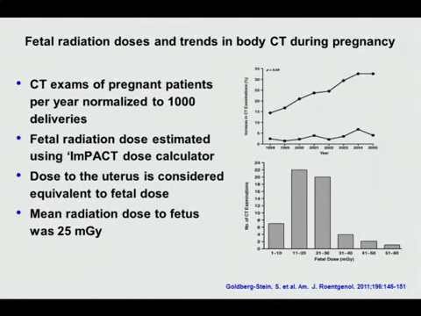In this publication, the authors used the fetal radiation dose estimated with the ImPACT dose calculator, and they used the dose to the uterus, which is considered equivalent to the fetal dose, which is reasonable. In this study, the mean radiation dose to the fetus was about 25 milligray. Again, the table indicates that even with a dose of more than 100 milligray, the chance of childhood cancer increases by less than 1%. So that is the background information to know.